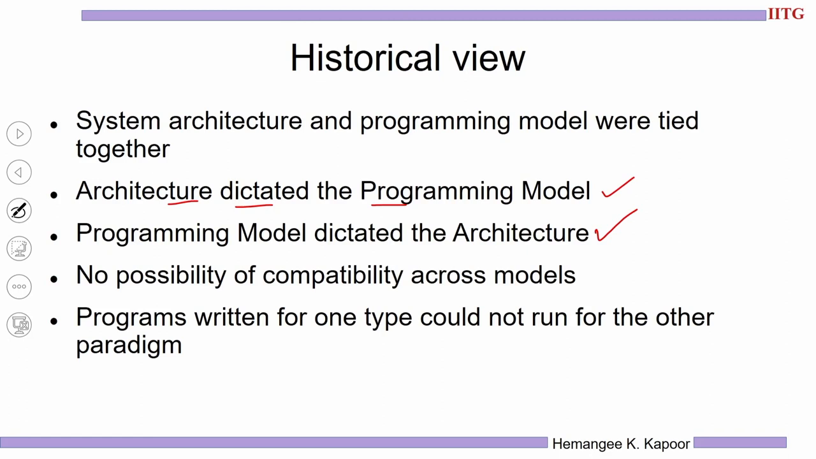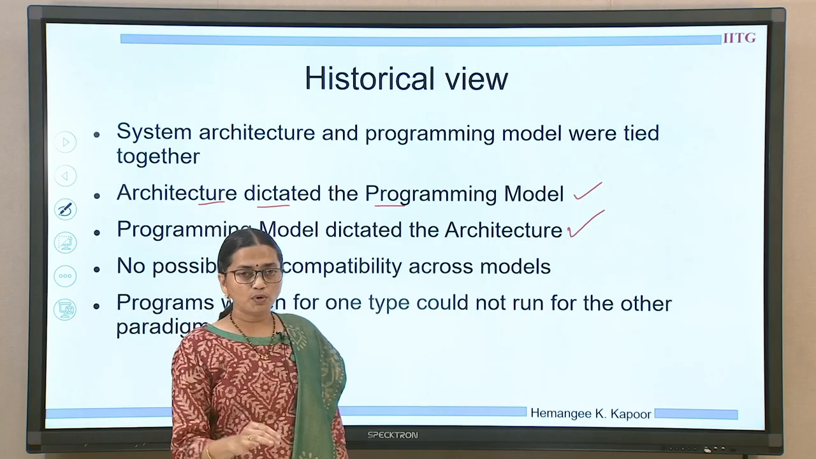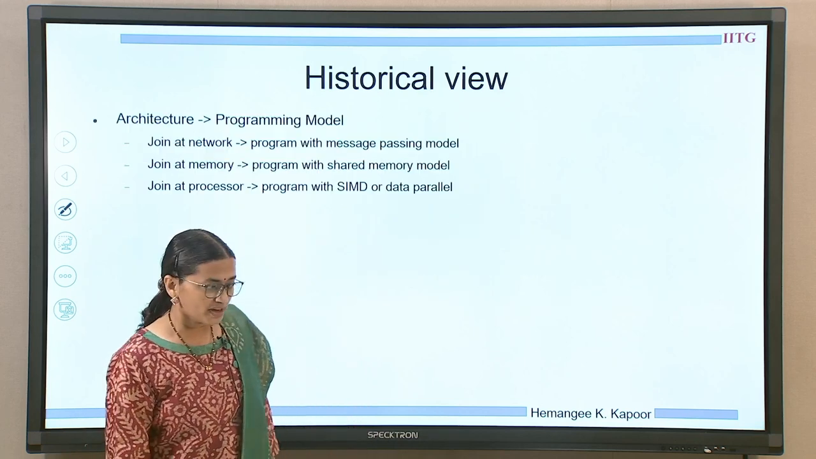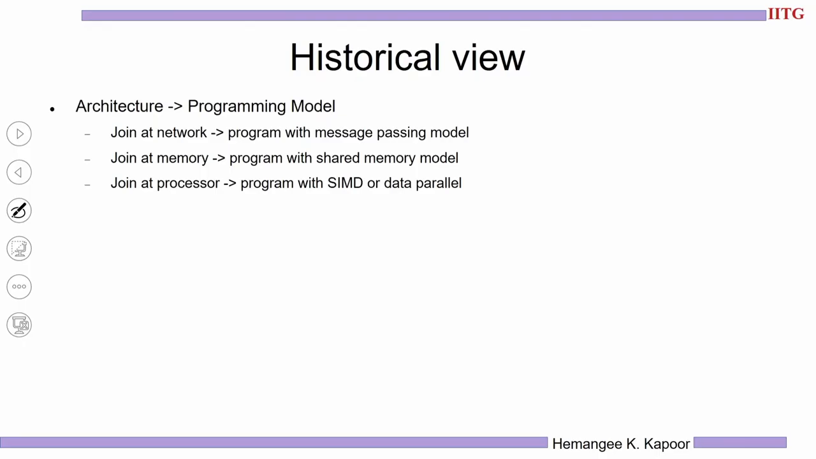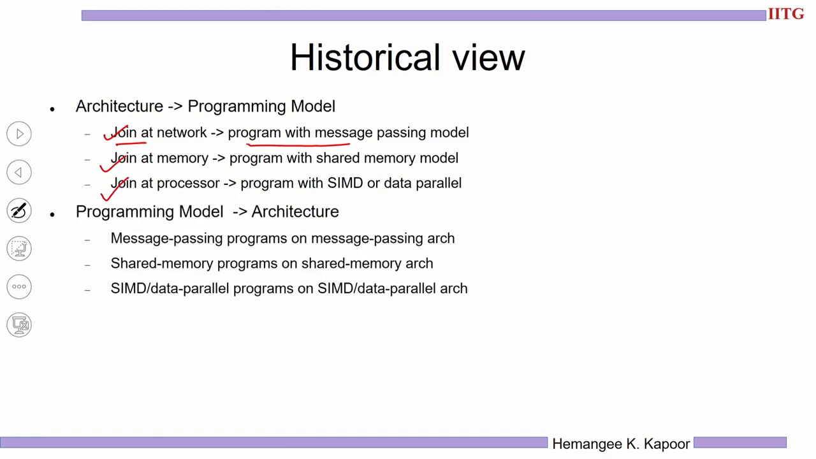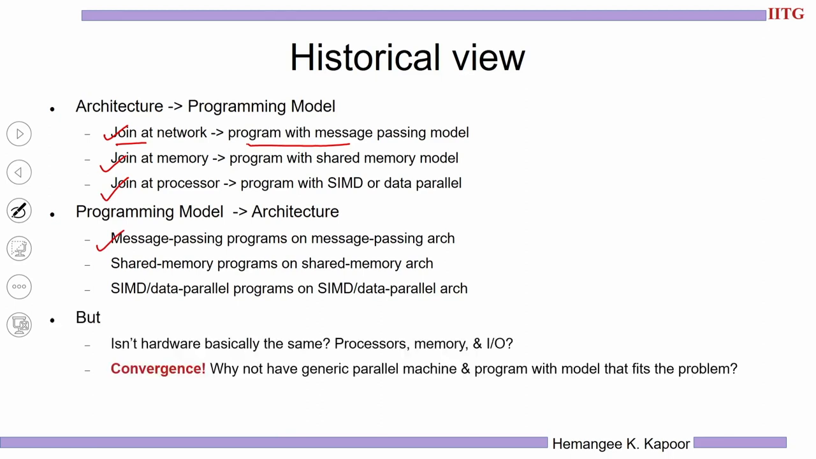Okay, so that was the historical view, or the way parallel programs were developed earlier. Elaborating that further, architecture decides programming model. So if we join at the network, the program has to be of message passing type. If we join at memory, the program has to be of shared memory type. And if we join at the processor, the program has to be of SIMD or data parallel type. The reverse, programming model decides the architecture. If you have written a message passing program, you have to run it on a message passing architecture. If you have written a shared memory program, on a shared memory architecture, and an SIMD program on a SIMD architecture.